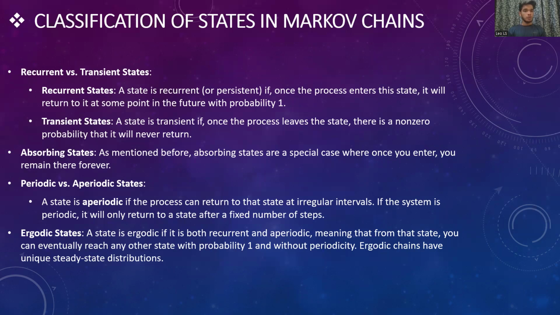Periodic versus aperiodic states. A state is aperiodic if the process can return to the state at irregular intervals. If the system is periodic, it will only return to a state after a fixed number of steps. Ergodic states: a state is ergodic if it is both recurrent and aperiodic, meaning that from that state you can eventually reach any other state with probability 1 and without periodicity.